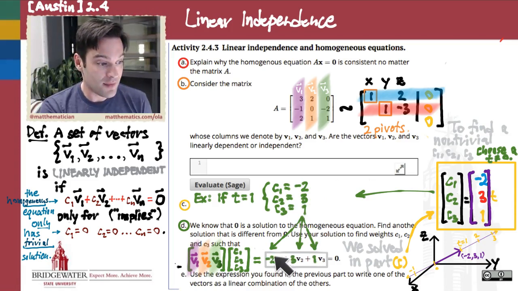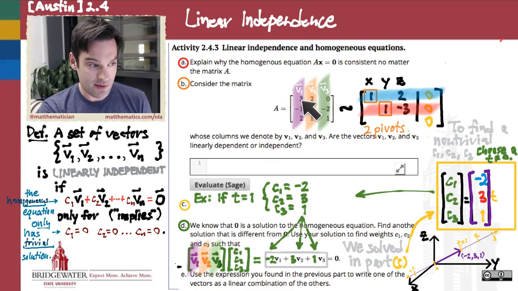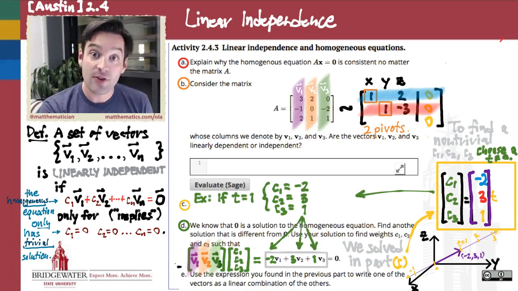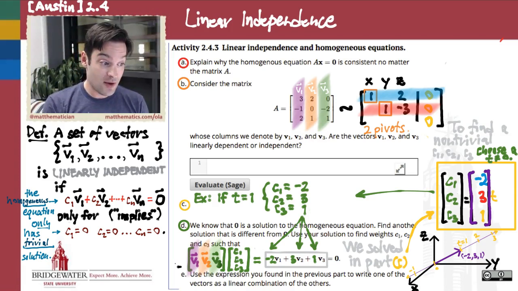We can check that if I take -2 times this vector, that's going to give me (-6, 2, -4). I add it to 3 times this vector, which is going to be (6, 0, 3), and I add to that 1 of this vector. Then when I add that linear combination of these 3 vectors together, I do indeed get the 0 vector for that linear combination. So there then is a non-trivial solution of this homogeneous equation.